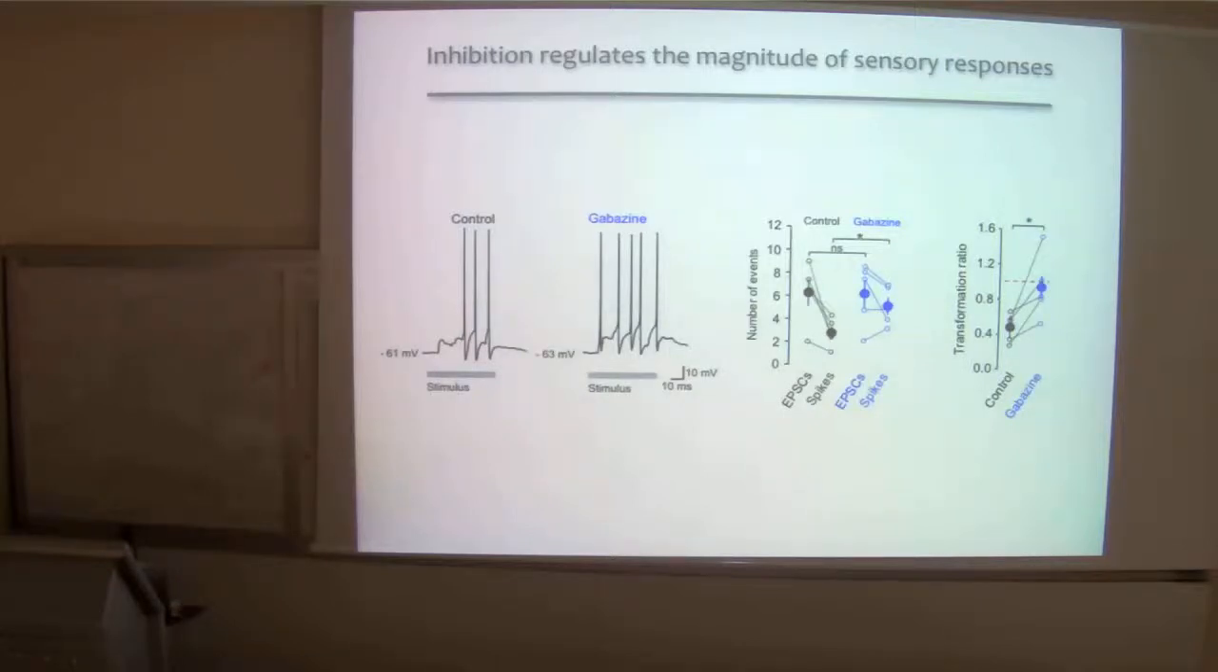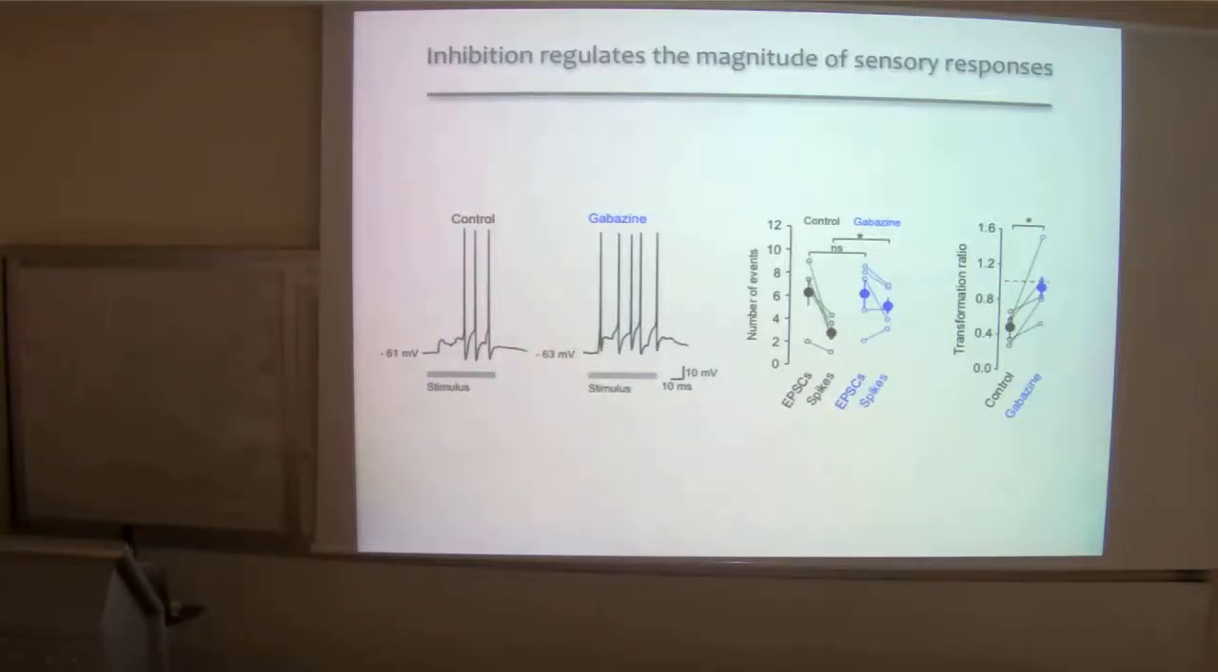Then we do the same as what we did in the last experiment in voltage clamp, but with the current clamp. We're topically applying gabazine, so we block GABA receptors. The cell becomes much more electrically compact, much more excitable, and then for exactly the same sensory stimulus, you now get on average between 5 and 6 output spikes.